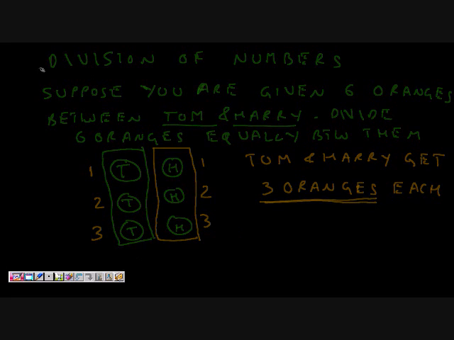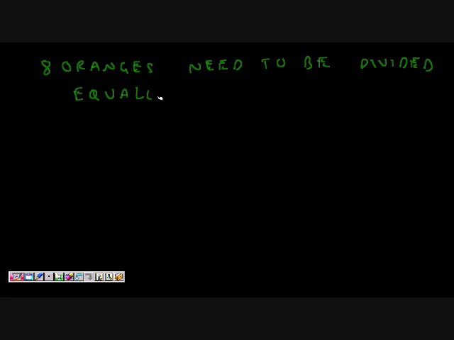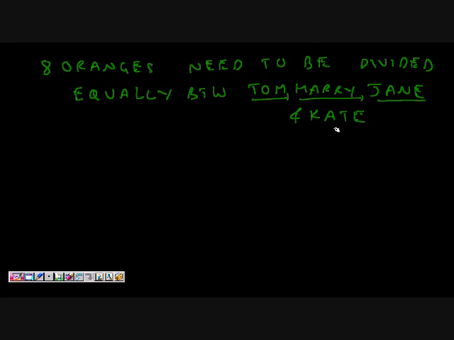Okay. Let's take one more example. So you have 8 oranges that need to be divided equally between Tom, Harry, Jane, and Kate. So there are 4 people now. There is Tom, Harry, Jane, and Kate. There are 4 people and there are 8 oranges and we need to divide them equally.